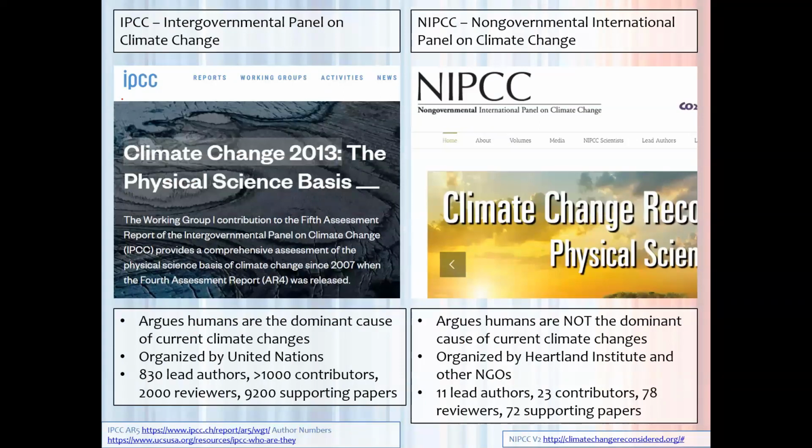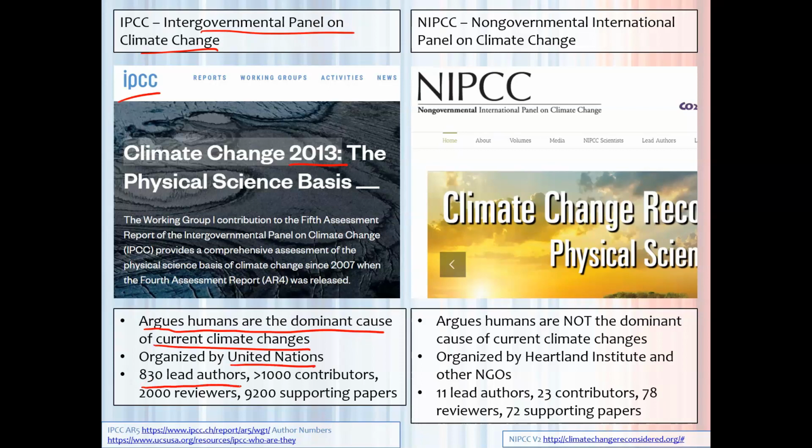The IPCC is the Intergovernmental Panel on Climate Change, and they put out lots of these assessment reports that summarize all this information. So I believe right now we're in the midst of the 6th assessment report being released. A lot of the information in this is from the 5th assessment report coming from 2013, right? And the IPCC has been arguing that humans are the dominant cause of current climate changes. It's organized by the United Nations, which puts some people off.